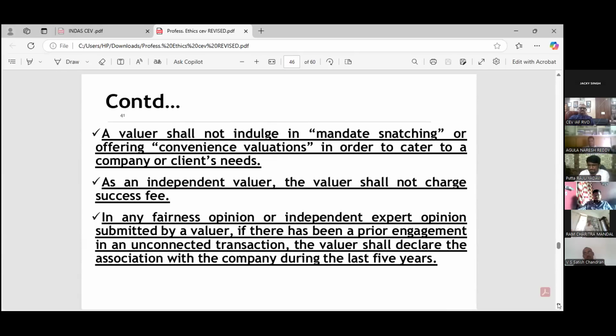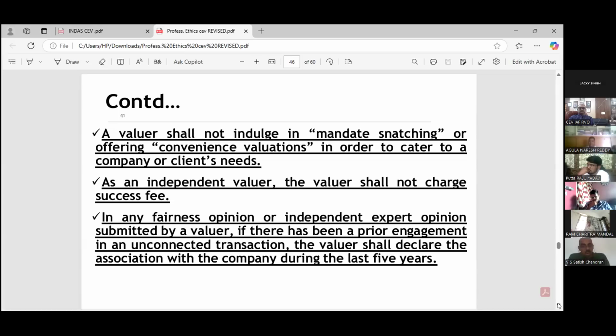As an independent valuer, the valuers are not to charge a success fee. What do you mean by success fee? Success fee means based on the success of the project, you will charge a fee. Suppose some client has approached you and said, sir, please give the valuation report, and based on your valuation report, if the loan is passed, I'll pay some fee or commission. No, you can't do it.